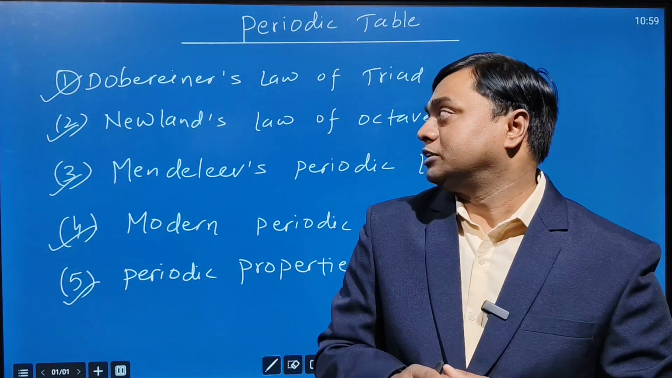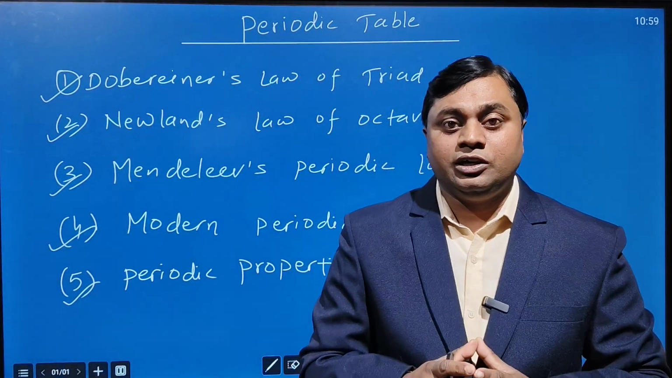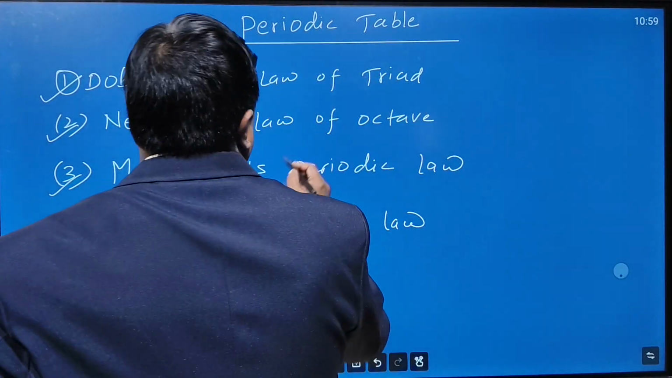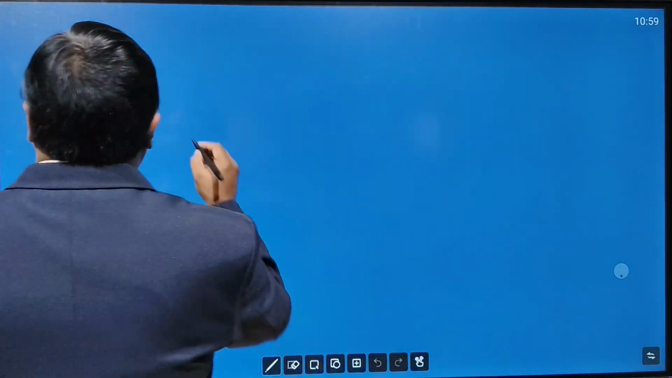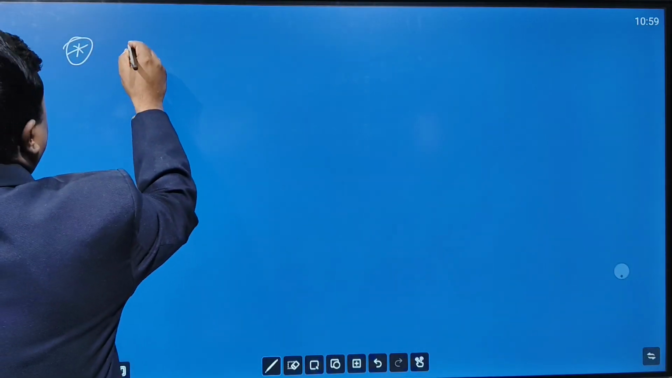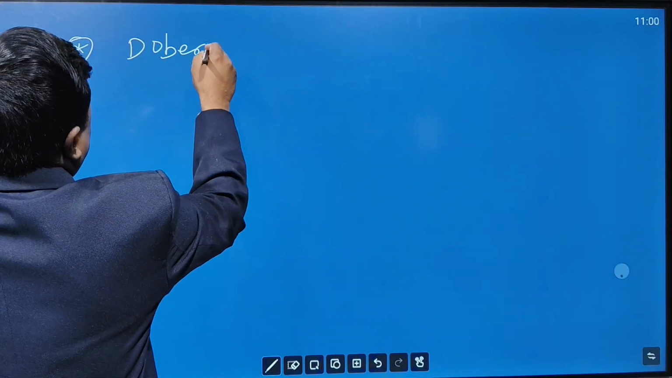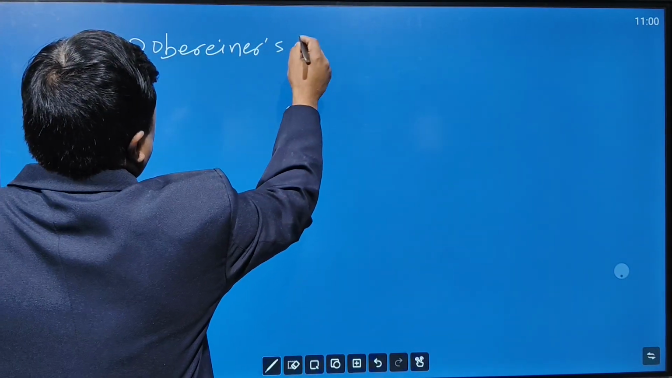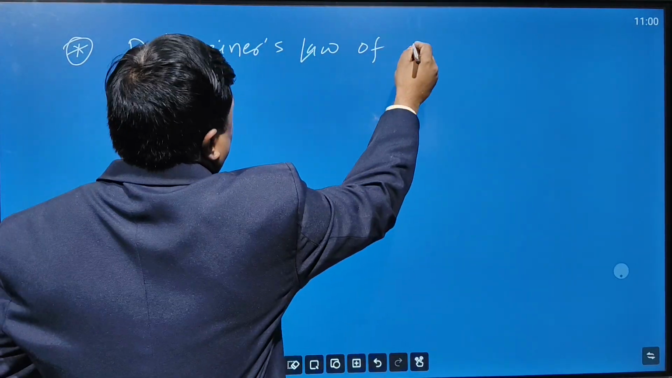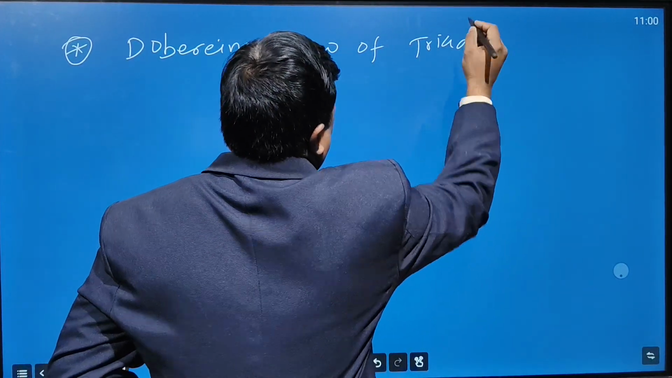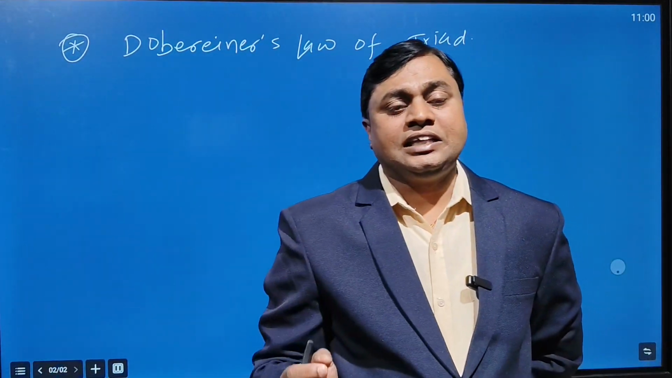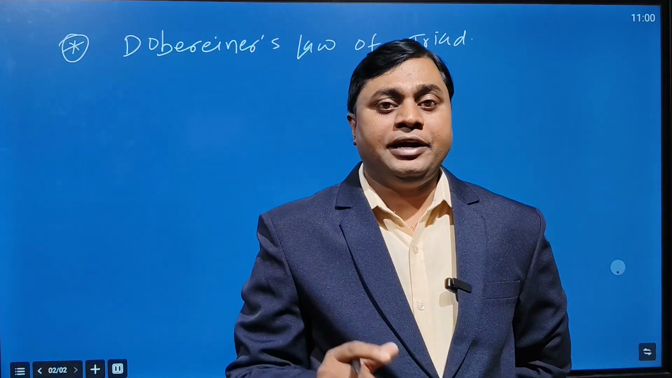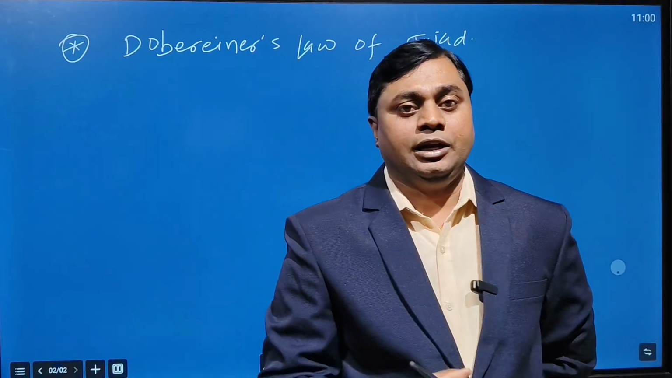The first attempt was made by Dobereiner. He gave the law of triads. So let's talk about Dobereiner's law of triads. He arranged the elements in groups of three such that the atomic mass of the middle element was the average of the first and third element.